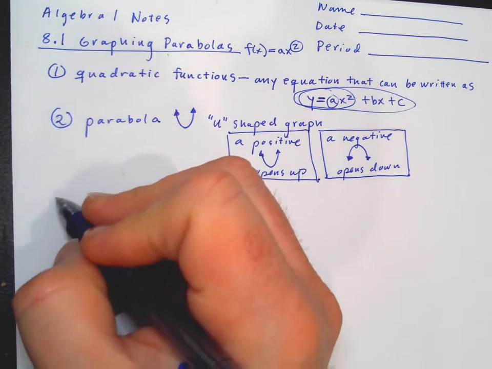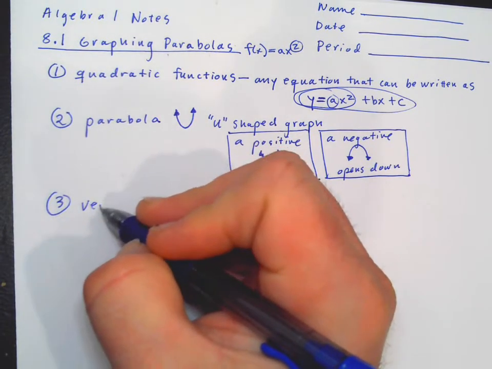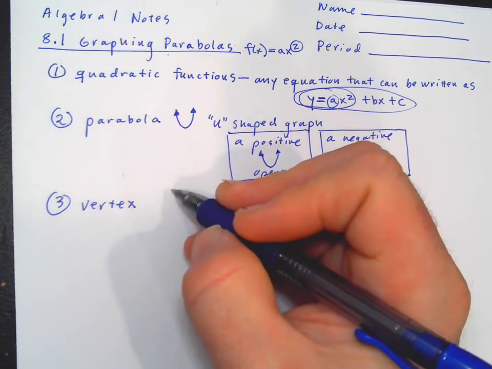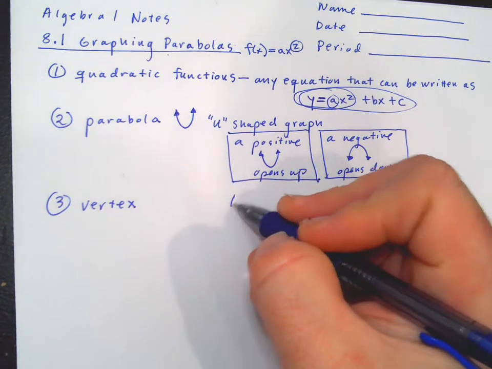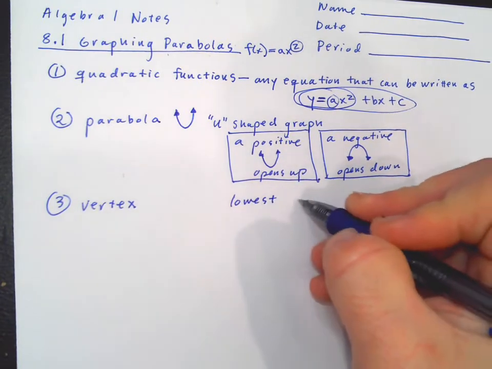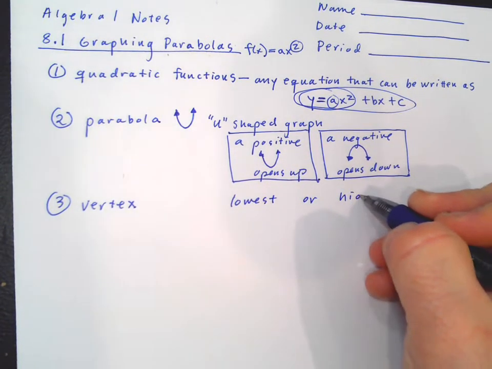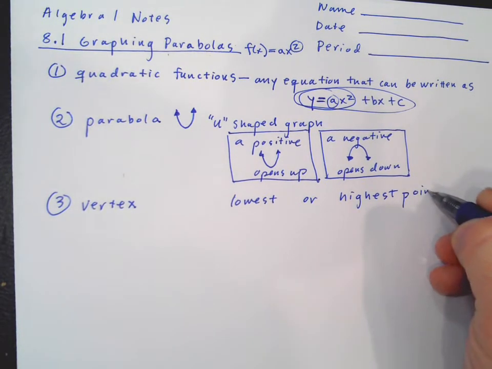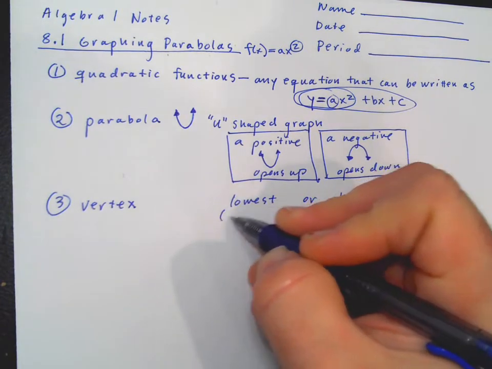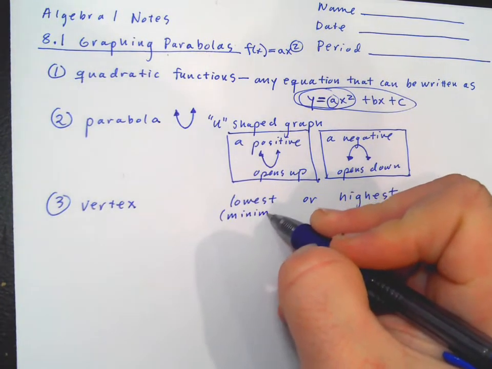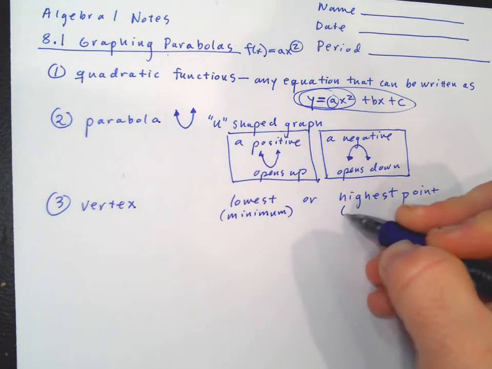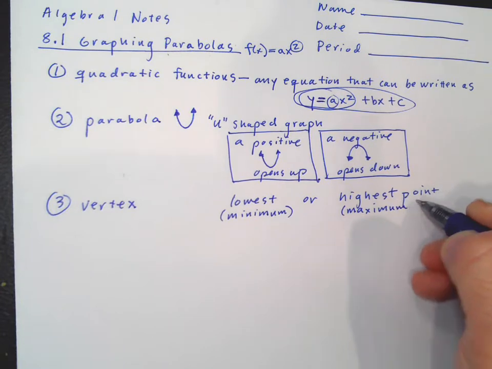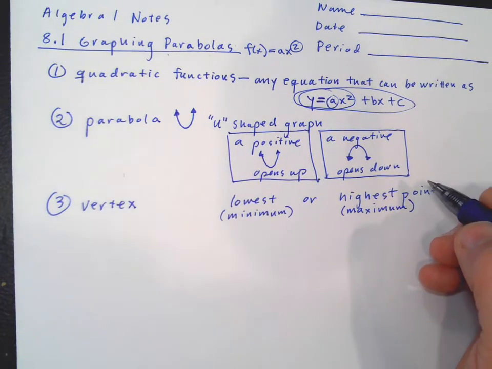Okay, number 3, the vertex. So the vertex is the lowest or highest point on the graph of a parabola. We might also say the minimum point or the maximum point. So minimum and maximum are fancy words for lowest and highest, smallest and biggest.